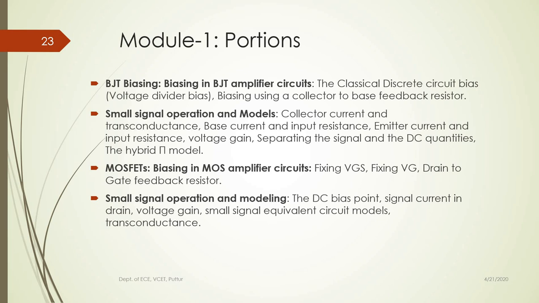The next chapter is small signal operation and models of the BJT. Here various topics have been included. And the next chapter is related to the MOSFET. Again we are studying various biasing schemes and then small signal operation and modeling of the MOSFET. So today we are going to see the classical discrete circuit bias, that is voltage divider bias.